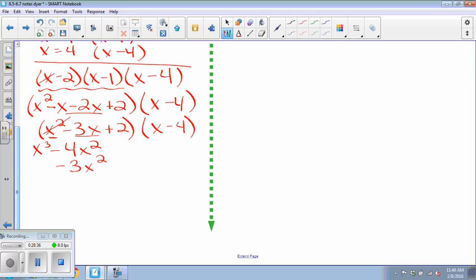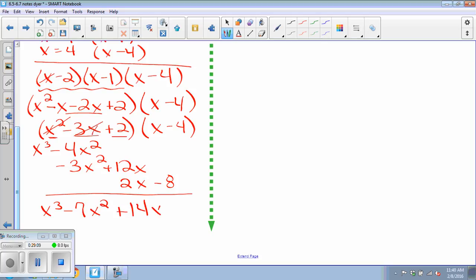I line up my like terms underneath each other just because it makes it easier to combine them at the end. But if you're not comfortable doing that, then keep writing them in a straight row. Sometimes you end up with a whole bunch of terms. Okay, so negative 3x times negative 4 is positive 12x. I'm done distributing that one. Now I distribute the 2. 2 times x is 2x. 2 times negative 4 is negative 8. And when I combine all of that, I end up with x to the 3rd minus 7x squared plus 14x minus 8. And that is my polynomial that has those 3 solutions.